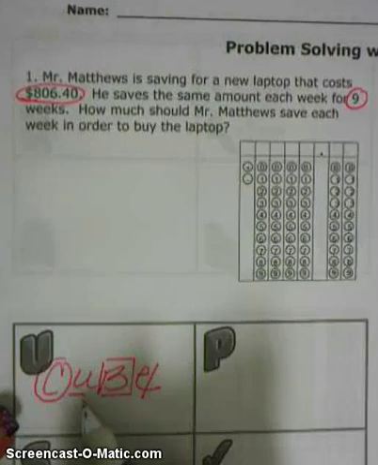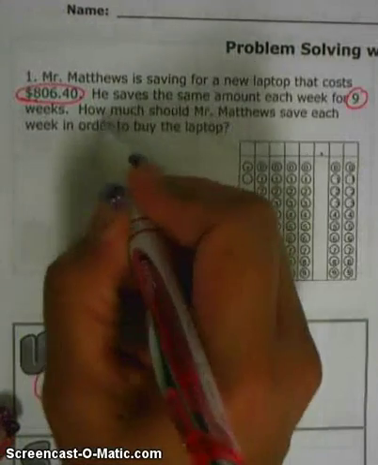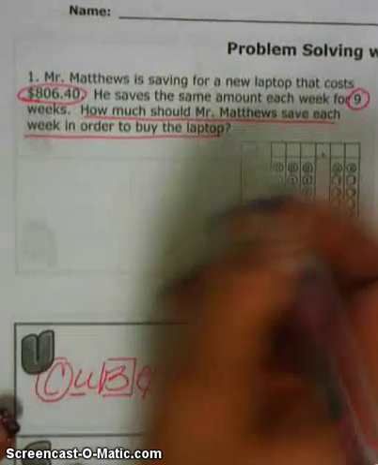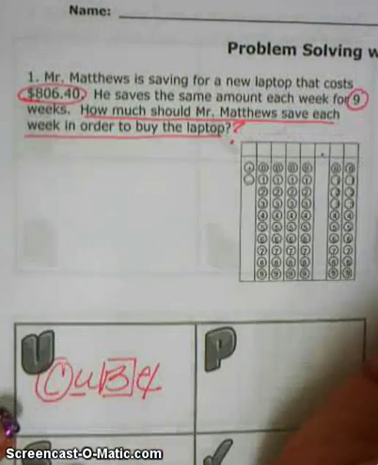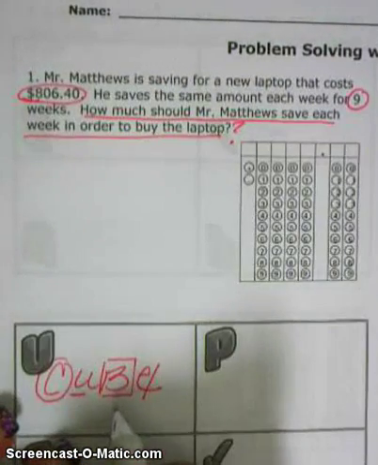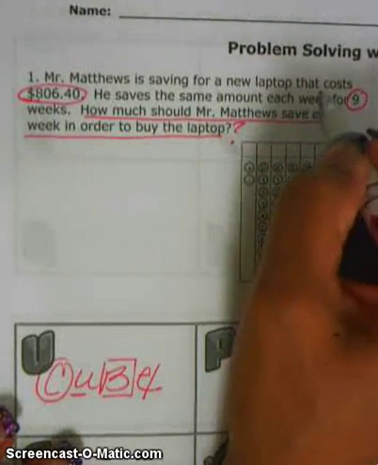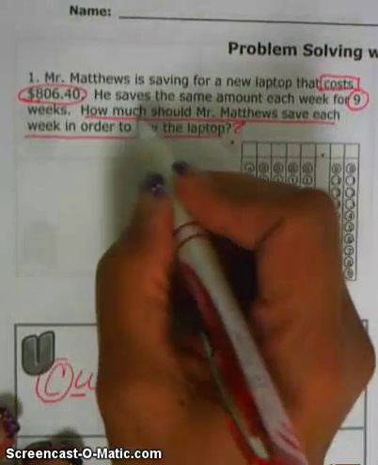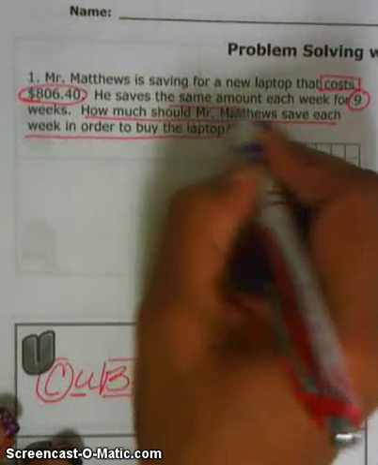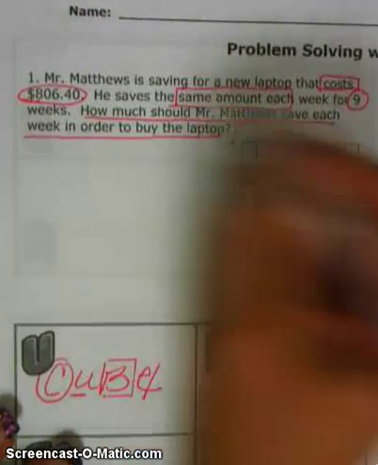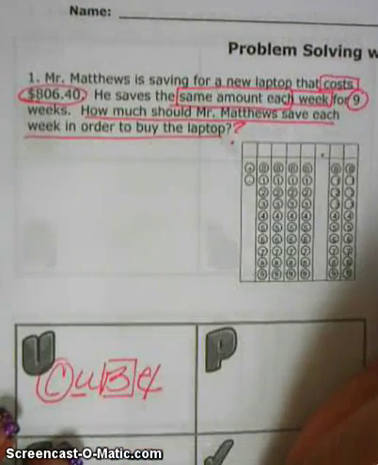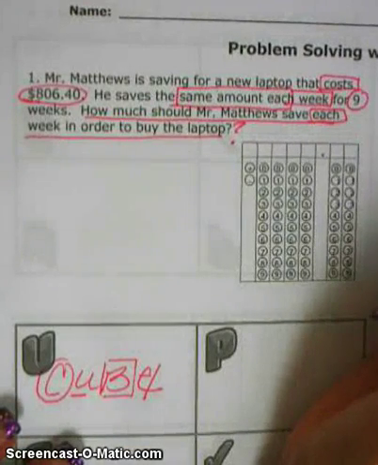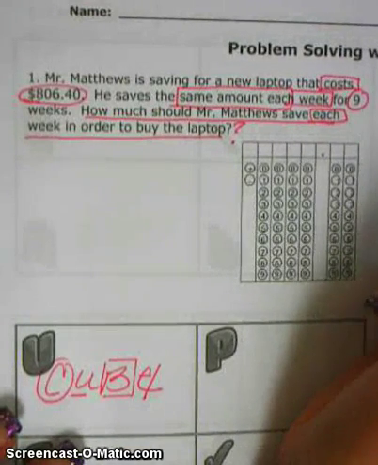The next thing is to underline the question. How much should Mr. Matthews save each week in order to buy the laptop is my question. I want to box important information. Okay, he's saving for a laptop that costs, so we know that's my total. He wants to save the same amount each week. Oops, I should have picked up week, each week. And then I have each in the question. So that's my important information that I want to box.